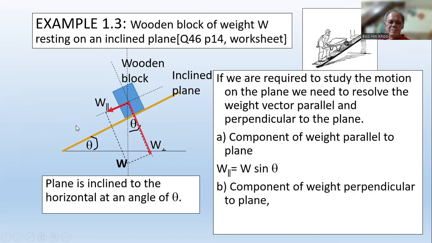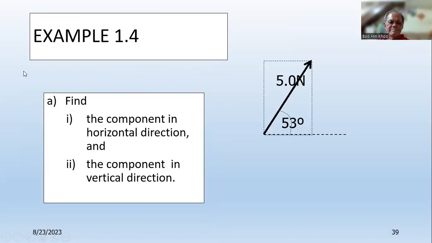Component of weight perpendicular to the plane. This one. So it's this component, W cos theta. Right? Have a go.